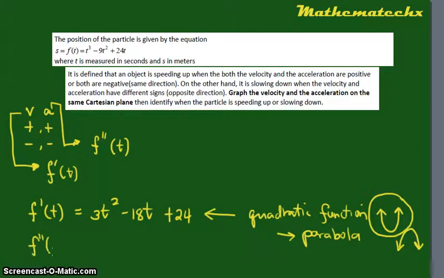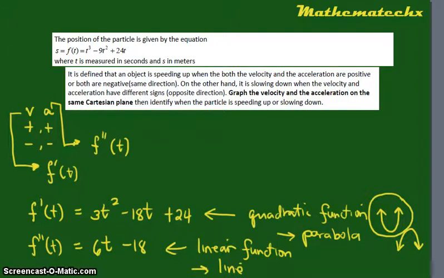The second derivative is the derivative of the first derivative. So this is 6t minus 18, and this is a linear function, so the graph must be a line. It's a straight line, either going this way if the slope is positive, or this way if the slope is negative. As you can see, the slope is 6. Remember, y equals mx plus b, so this is m. The slope is 6, so it should follow this direction.